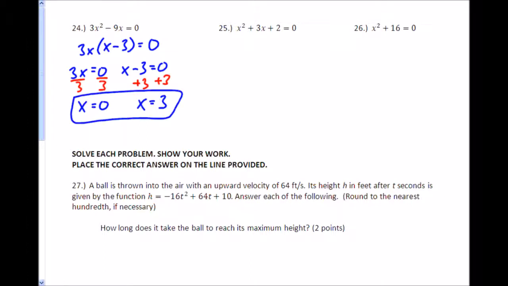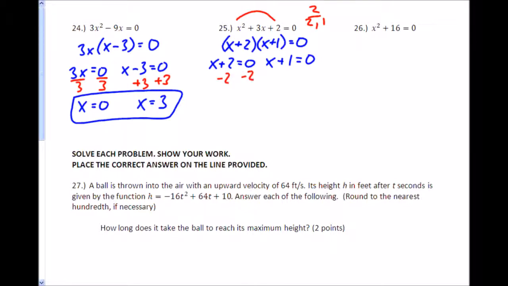And number 25, again, I build a bridge. So I build a bridge that gives me a positive 2. The two numbers are a 2 and a 1. This one I can use my shortcut for, so it factors into x plus 2 and x plus 1. And now I can set each factor equal to 0, the x plus 2 equals 0, or the x plus 1 equals 0, and I solve each. So once again, I'm subtracting the 2 from each side here, so I find out that x equals a negative 2. For this one, I'm subtracting a 1 from each side to get x equals a negative 1.